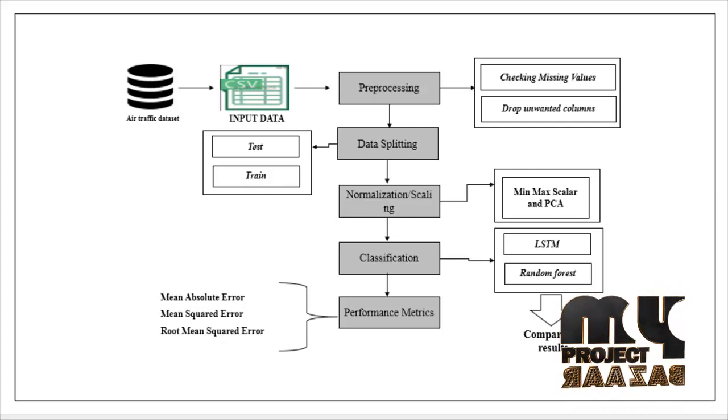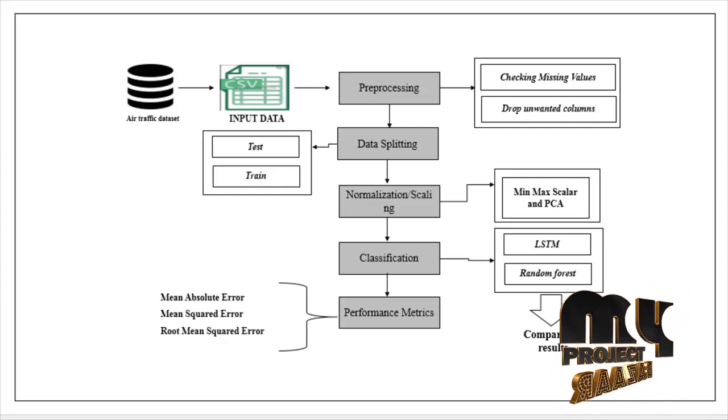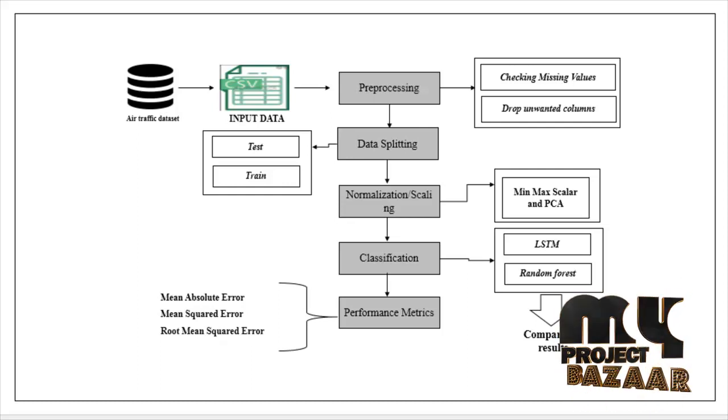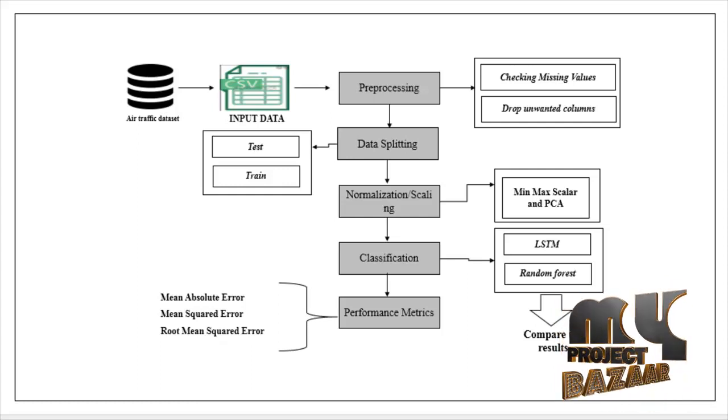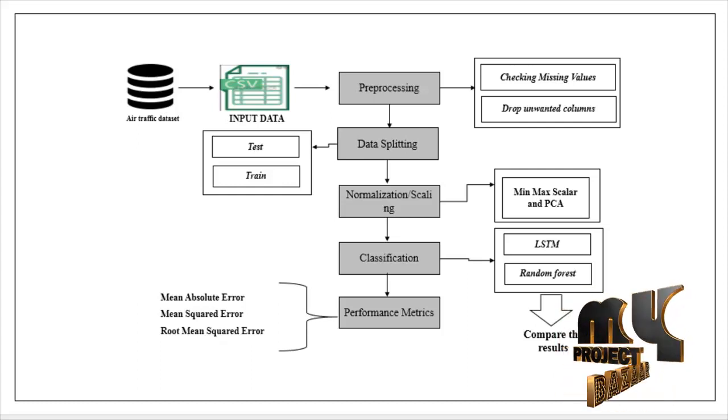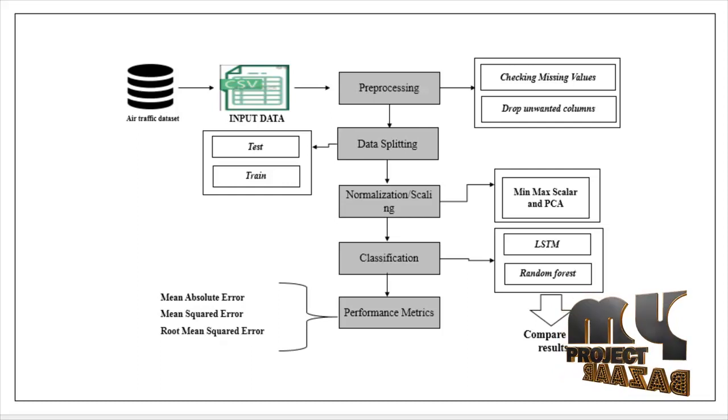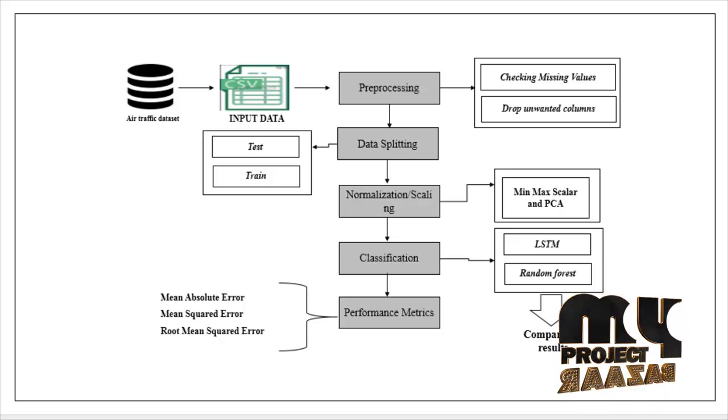Then the classification. In this part we predict or forecast the traffic flow, so with the help of classification algorithms we analyze that. In classification we implemented LSTM and random forest, that is, long short term memory and random forest regressor. The classified data are carried to estimate performance metrics like mean absolute error, mean square error, and root mean square error. Then finally we compare the graph between the above mentioned two algorithms. So this is the flow of our project.